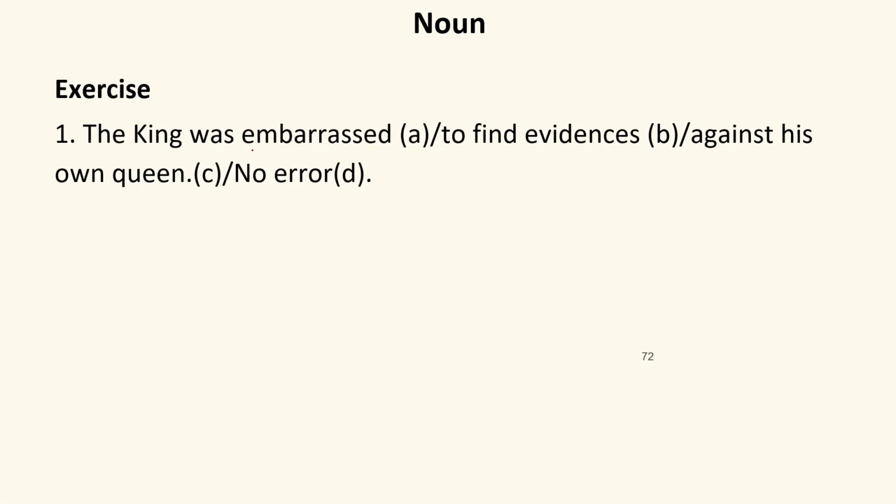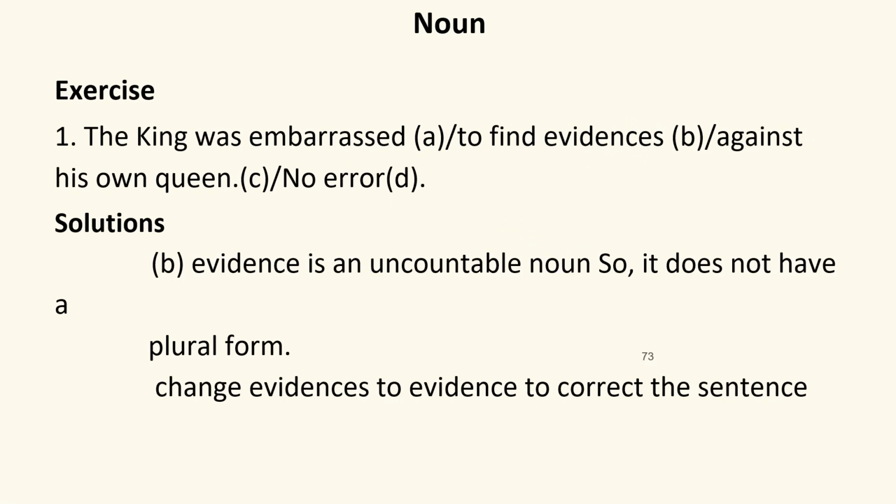The first sentence is, the king was embarrassed to find evidences against his own queen. Now we have already learned that evidence is uncountable, whether singular or plural, the spelling remains the same, that is evidence. So the answer should be B, that is evidence.